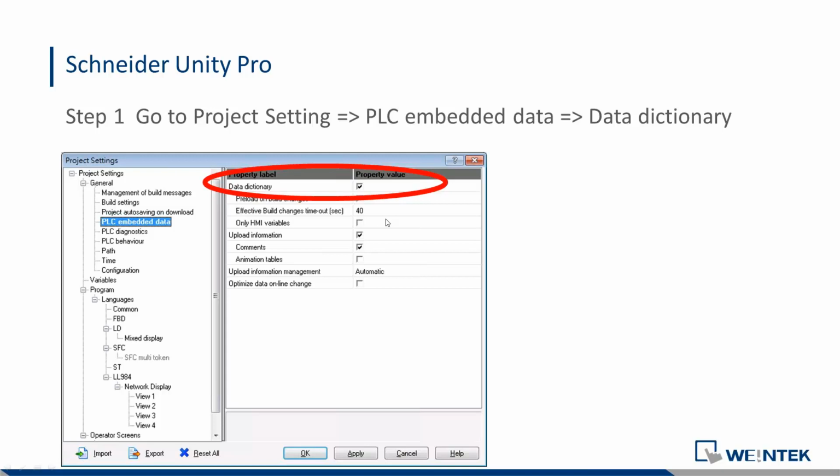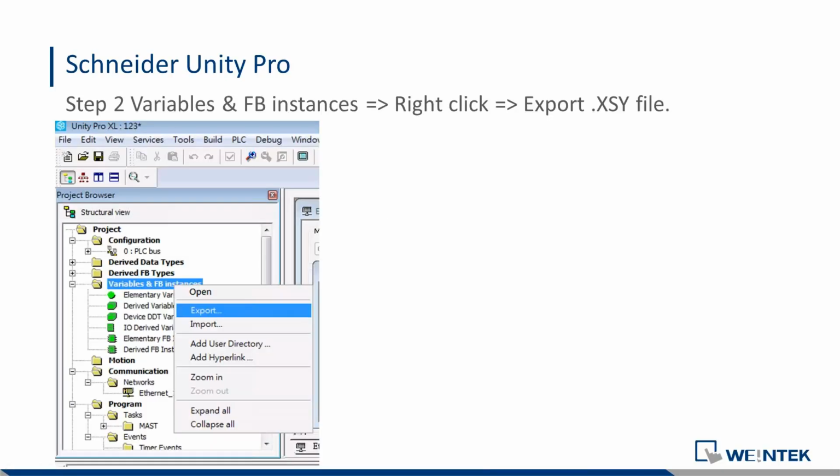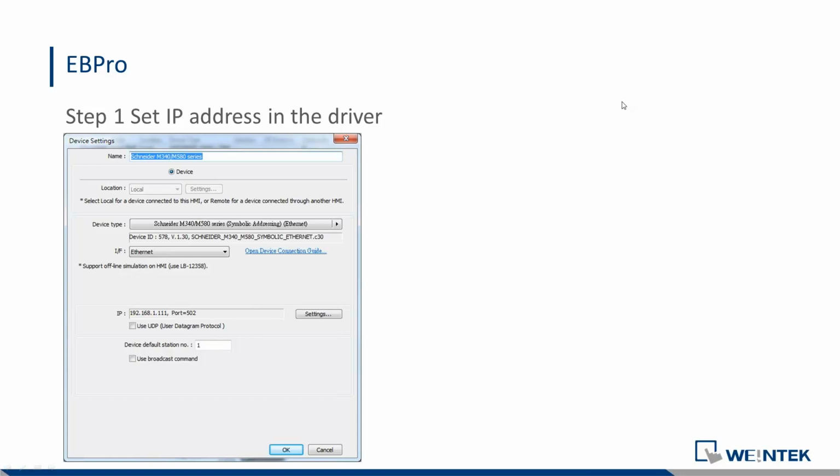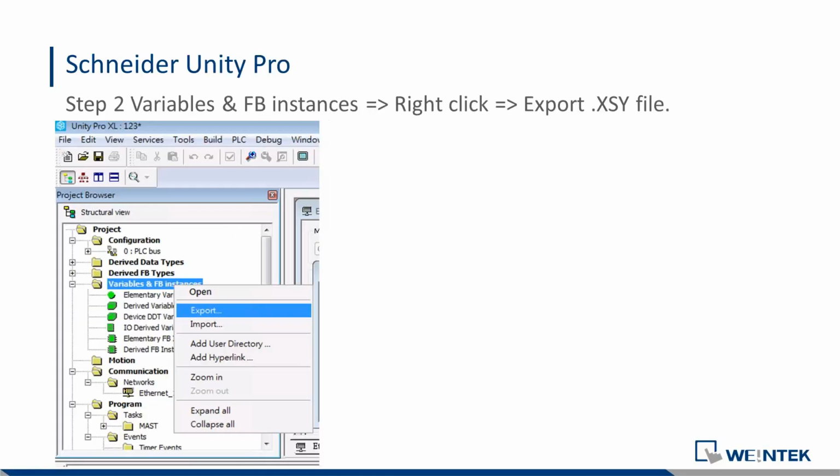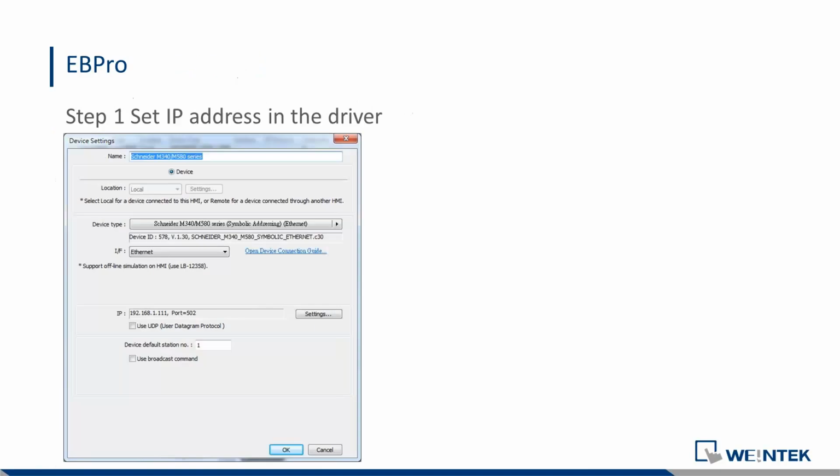All right. After you enable it, you go to variables and FB instance, go to this folder here, right-click, and choose export. The export file type will be an .xsy file. You need to export this file. After you have acquired the tag file, you go back to EBPro and set the IP address of the driver.